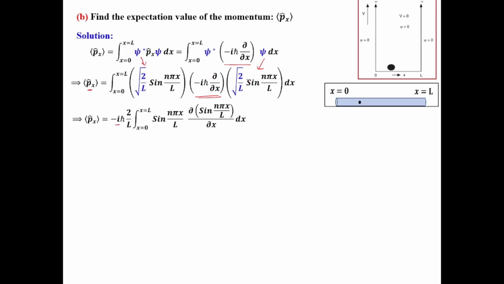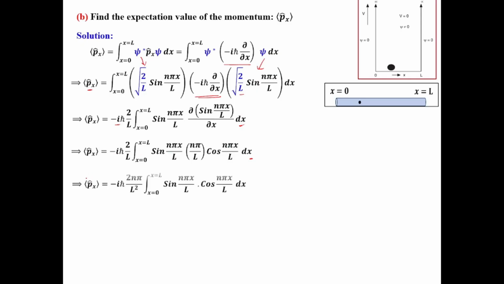Here root over 2 by L times root over 2 by L will be 2 by L, taken outside of the integration, 0 to L. This will be sine n pi x by L, and del by del x will operate over the sine n pi x by L dx. So this value will be n pi by L cos n pi x by L dx, and the others are as written. That implies the expectation value of the momentum will be i h cross.